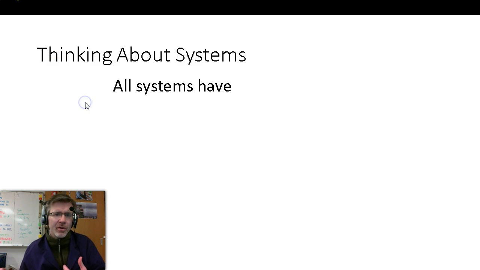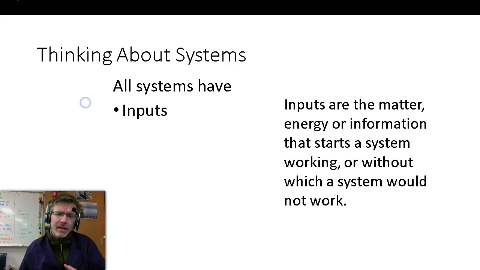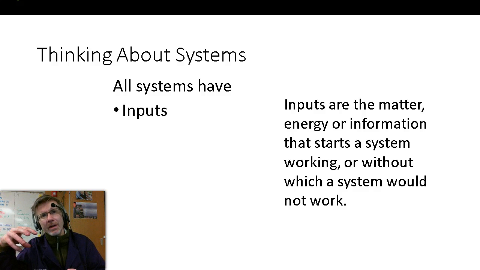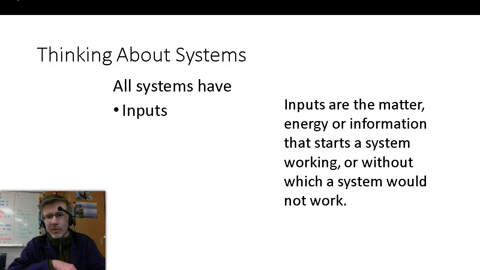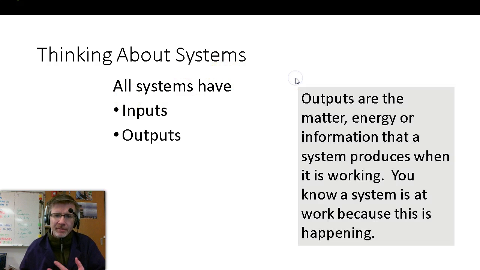It helps to know that all systems have inputs. So the stuff that goes into a system, or the matter or the energy that causes the system to start working. If this isn't there, the system isn't working. If this isn't there, nothing's happening with the system. So that's inputs. That's the first part of a system.